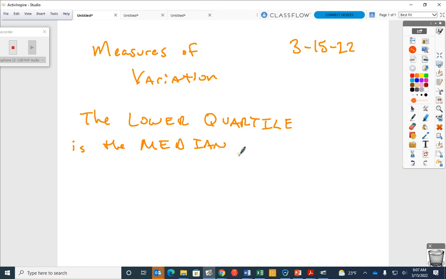So the upper quartile, what do you think that is? The upper quartile is the median of the upper half of the set of data. This gets real easy, I promise. Are you ready? Is everybody caught up?